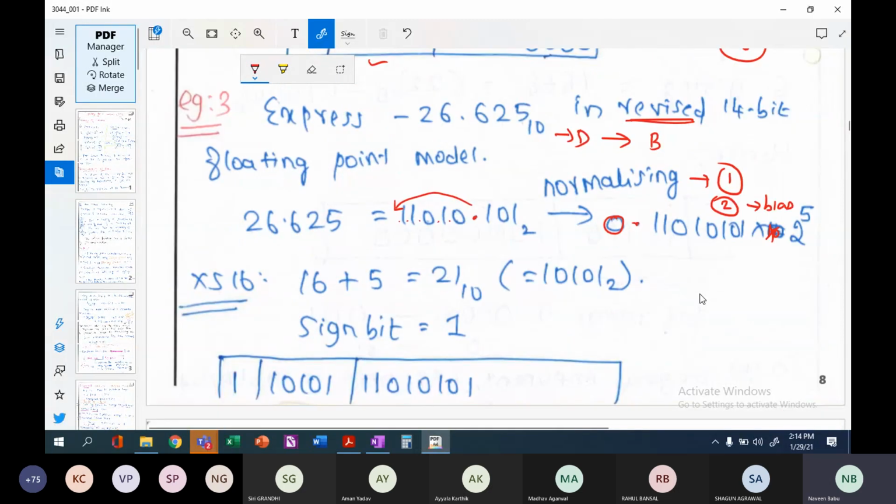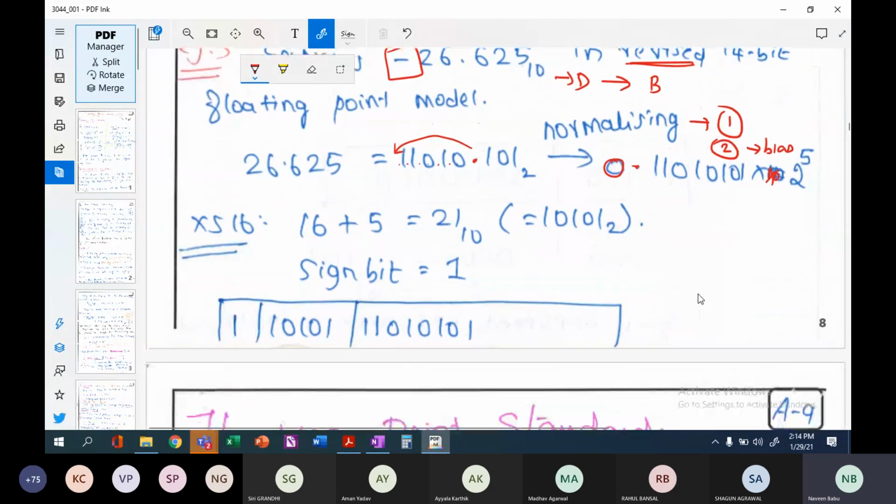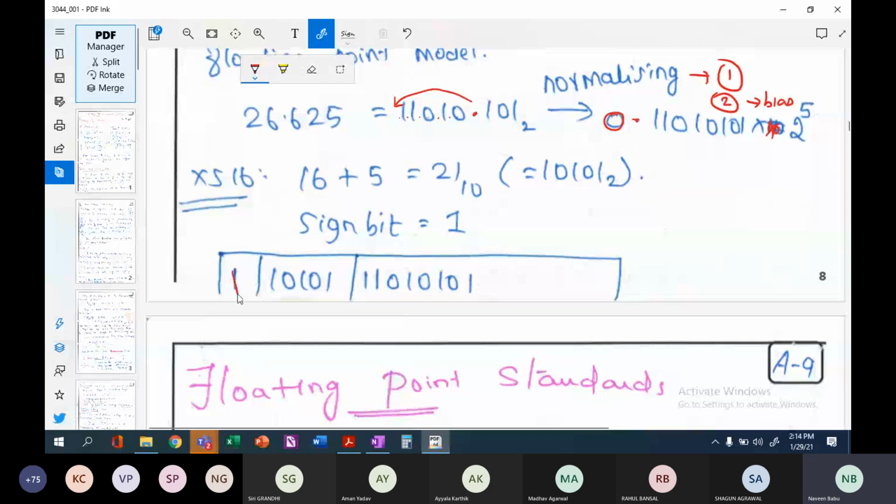So your sign bit here, this is a negative value here. So your sign bit is 1, and then your exponent bits are 10101, this one. And then your mantissa part, the fractional part, the significant part, 110100101, which is represented here. Okay. So any doubt till this?